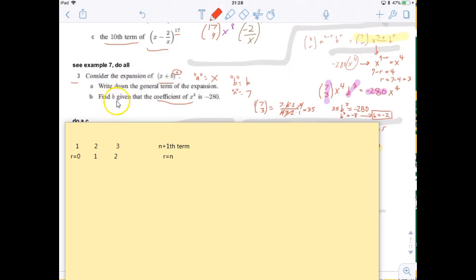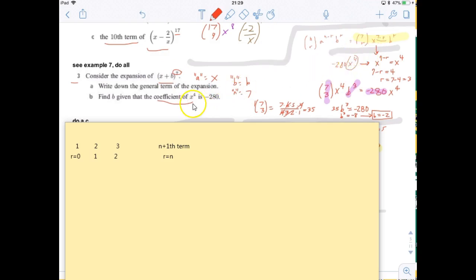Part B says find b given that the coefficient of x to the 4th is negative 280. This is something backwards to what we've done so far. We usually knew what the a term and the b term were, and then we figured out what the 7th term was, or whatever. In this case, they're telling us what one of the terms is, which is negative 280 times x to the 4th, because the coefficient of the x to the 4th term is negative 280. We don't know exactly what b is. They want to know what b is. So now we know why they left b here, because they didn't know what b was, so they left it as b.